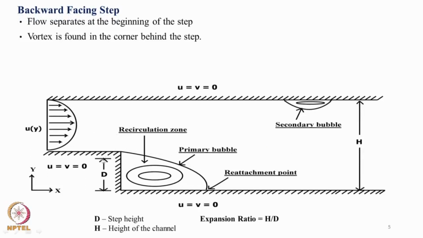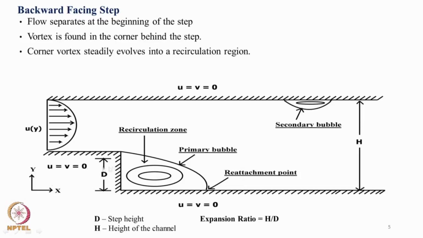Flow separates at the beginning of the step as I am showing here, then it comes back and reattaches on the bottom wall as I am showing here. Then there is an eddy or recirculating zone. Prediction of the recirculation zone is very important, and especially if you deal with temperature or energy equation, then prediction of skin friction along the wall is also important.